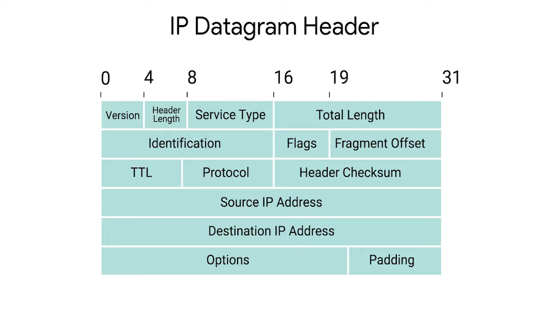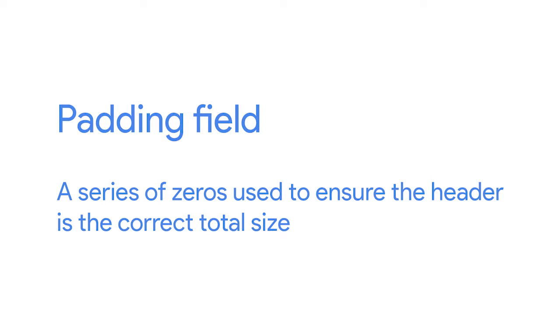The IP options field is usually followed by a padding field. Since the IP options field is both optional and variable in length, the padding field is just a series of zeros used to ensure the header is the correct total size.